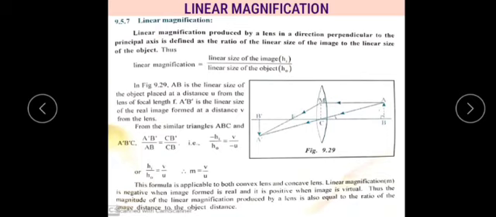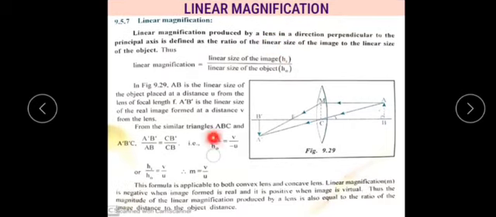So according to this definition, the linear magnification produced by the lens in the direction perpendicular to the principal axis is the ratio of the linear size of the image. See here, this is an object and this one is an image. The linear size of an image to the linear size of the object. The ratio of these two gives the linear magnification. The formula is: linear magnification is equal to the linear size of the image divided by the linear size of the object, that is hi divided by ho.